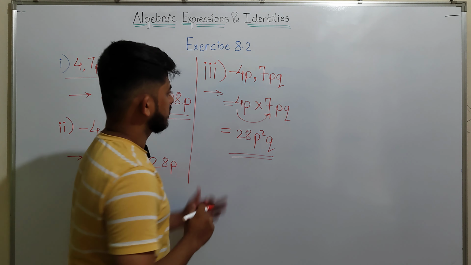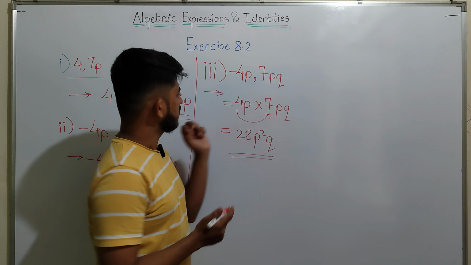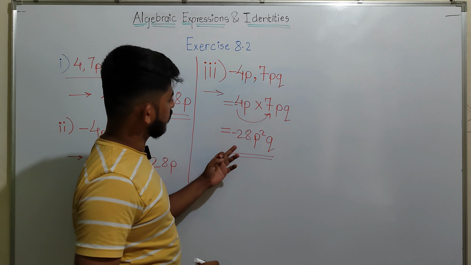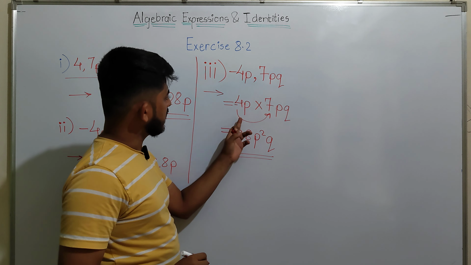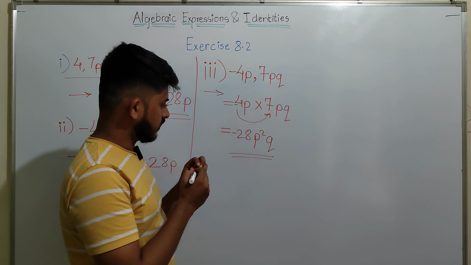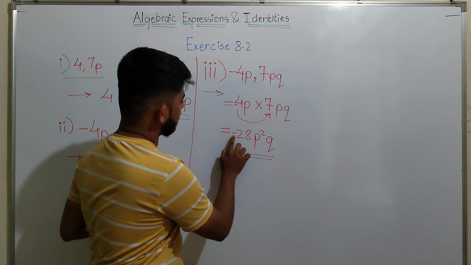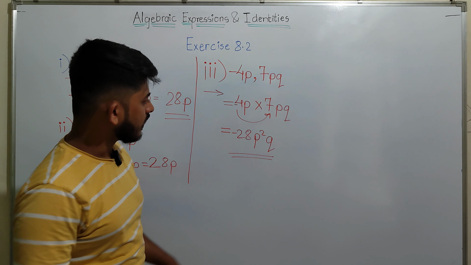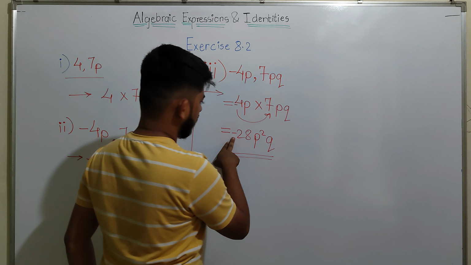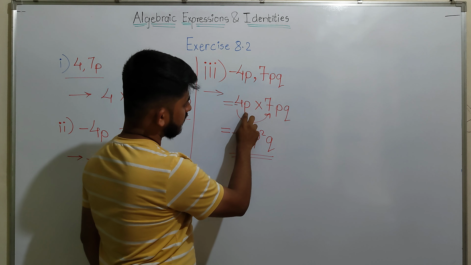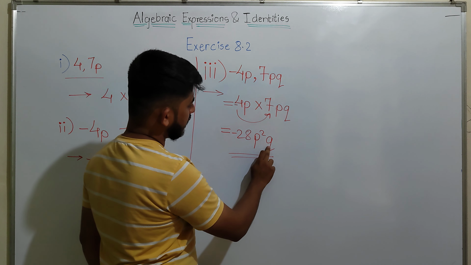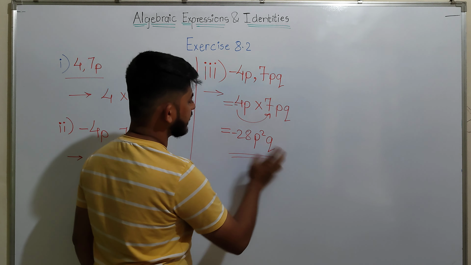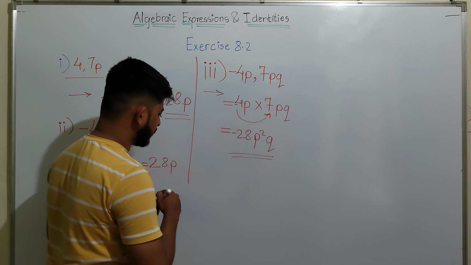See here, minus 4p, sorry, I'm extremely sorry, I forgot to give the symbol. Minus 4p into 7p cube. Now 7 fours are 28. Give the symbol. Don't forget to give the symbol. I made a mistake at the very start. So p into p square. Now, do we have q over here? No, we don't have. Then write q as it is. So this is the way to solve.